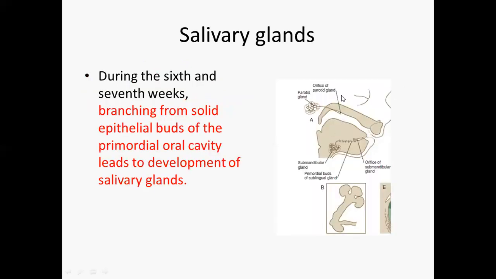So I will now start with my class. During the 6th and 7th weeks, there is a branching of the solid epithelial buds from the primordial oral cavity. This one is the primordial oral cavity, that is the stomodeum. From there is branching of the solid epithelial buds. It is ectodermally lined at the junction of the mandibular and maxillary prominences, and it is endodermally lined between the tongue and the pharyngeal arches, the junction of the mandibular prominence.